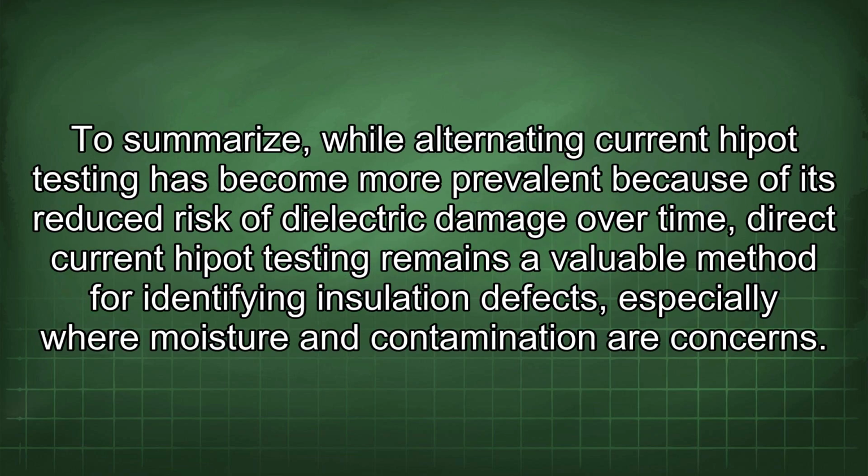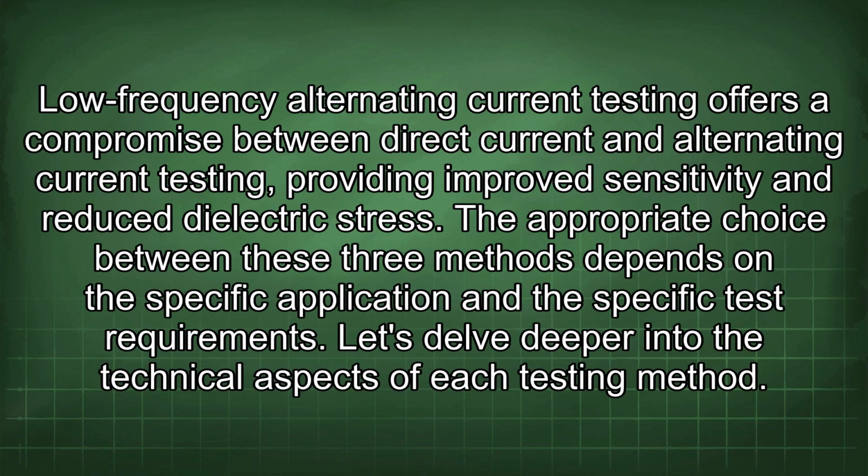To summarize, while alternating current Hipot testing has become more prevalent because of its reduced risk of dielectric damage over time, direct current Hipot testing remains a valuable method for identifying insulation defects, especially where moisture and contamination are concerns. Low-frequency alternating current testing offers a compromise between direct current and alternating current testing, providing improved sensitivity and reduced dielectric stress. The appropriate choice between these three methods depends on the specific application and the specific test requirements.